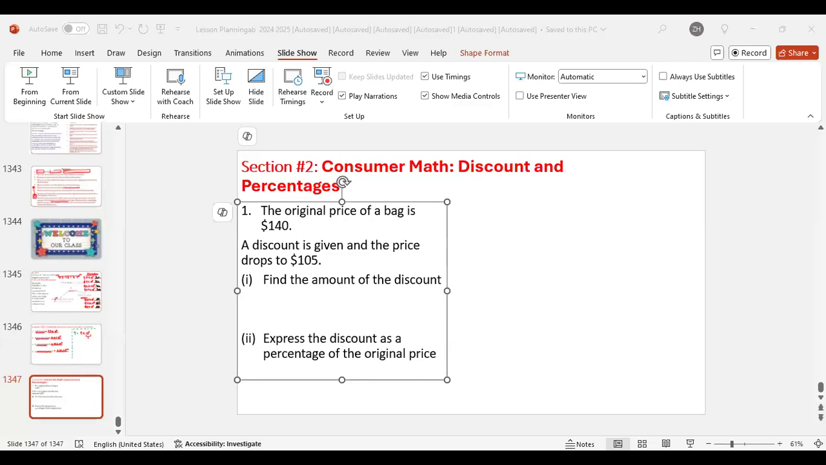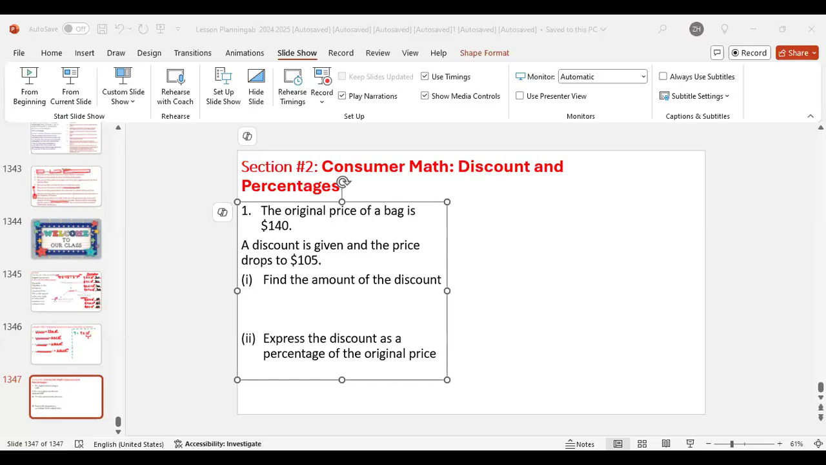The first part is easy. All we need to do in order to find the amount of discount is what? Subtract. Very good. So we subtract what? 140 by 105. Very good. So all we need to do is subtract. So it's going to be $35.